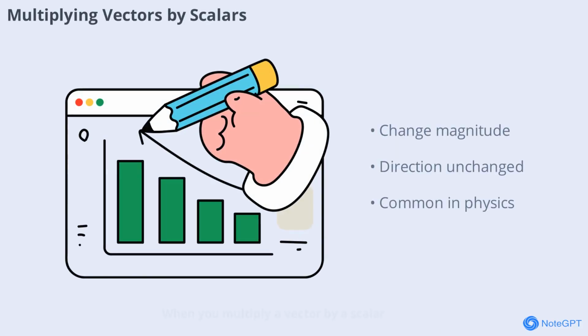When you multiply a vector by a scalar, you change the magnitude of the vector but not its direction. For example, if you double the force applied in a certain direction, the force vector becomes twice as long but still points the same way. This operation is common in physics, especially when scaling forces or velocities.